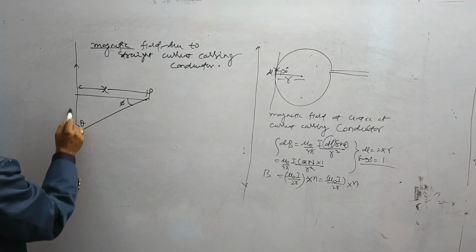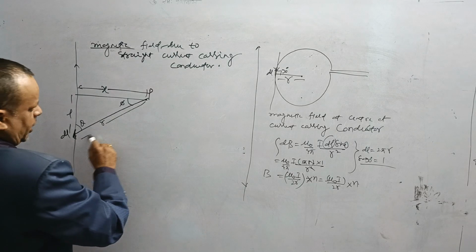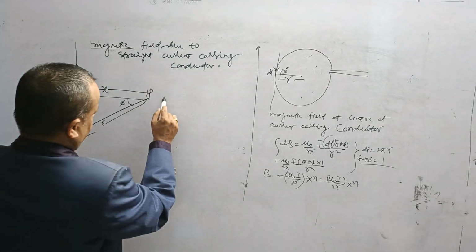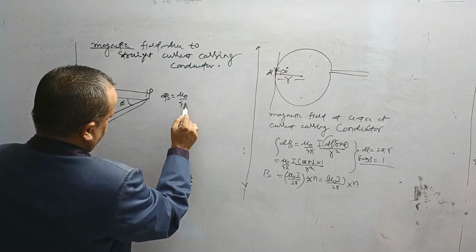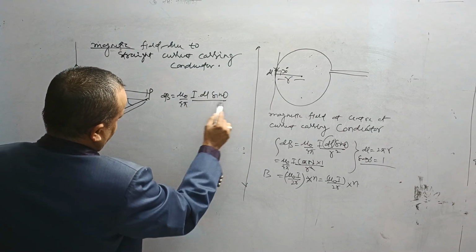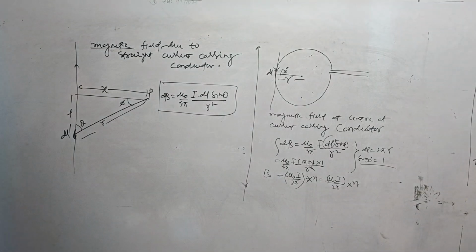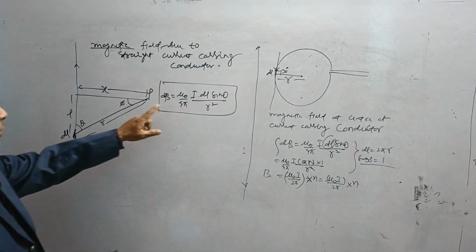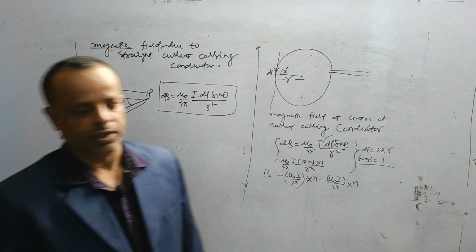This is, let us suppose, L. This is R. Again we know that Biot's law is what? Delta B equals mu naught upon 4 pi, I dl sin theta upon r square. This is Biot's law. We'll utilize this to find the magnetic field due to a straight current carrying conductor.